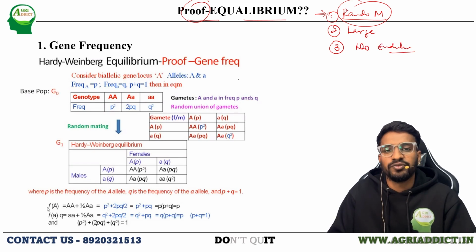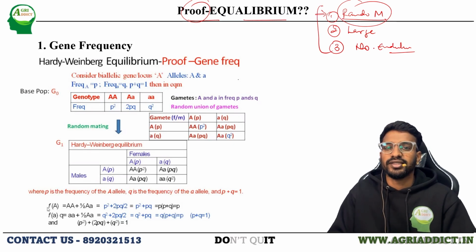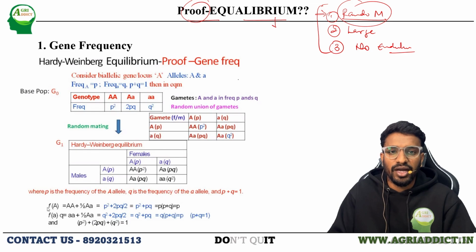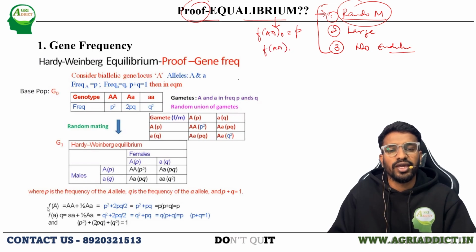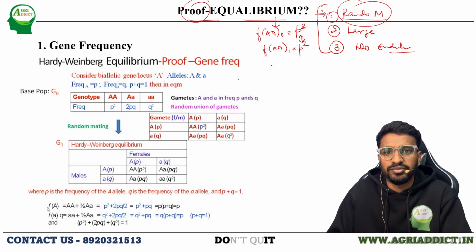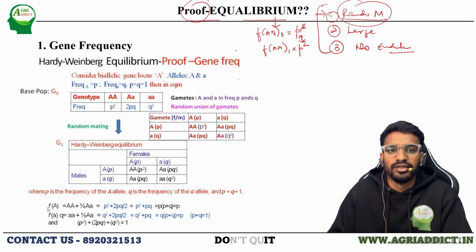So let us assume for an instance that all these conditions are satisfied. When all these conditions are satisfied, I will show you how f of A in the G naught generation is equal to p, and also how f of A in the G1 generation is equal to p. Both, how they are equal and how they are maintained constant from generation to generation, we can discuss. In this one we'll discuss gene frequency first. So this was genotypic frequency.